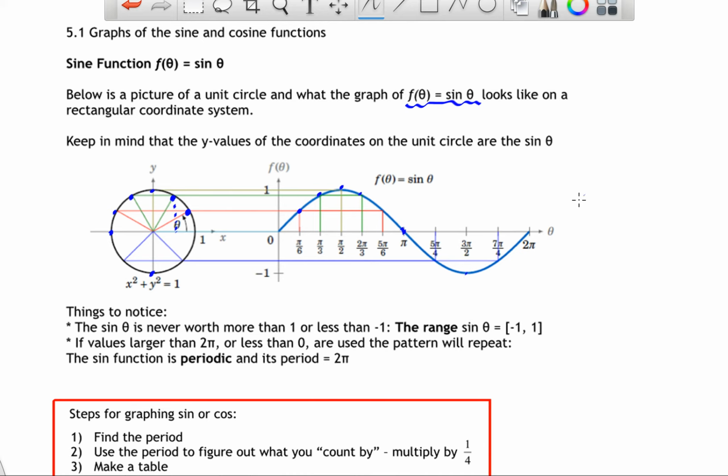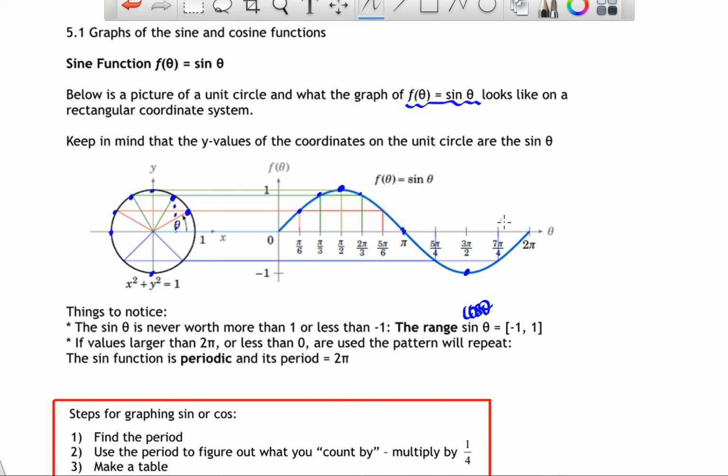Okay, some things you need to notice. First thing is that the sine is never worth more than 1, this is the highest point, or less than -1. So that means that the range for the sine of theta is -1 to 1. It will be the same for the cosine of theta.